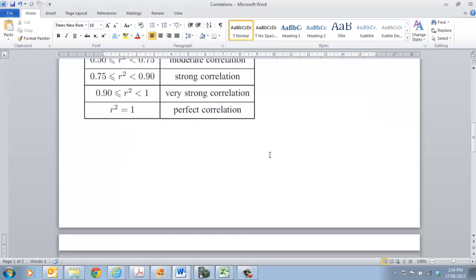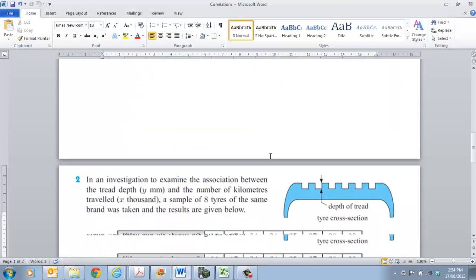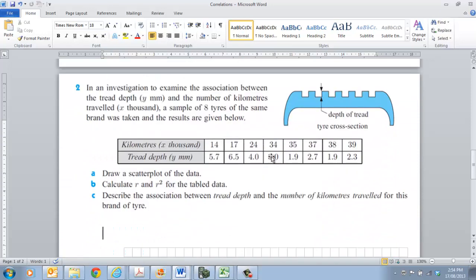Alright, so that's pretty well the theory that you need to know for this whole topic. Let's look at an example of what you have to possibly do. Right, so looking at this first one, this is question 2 out of your textbook. In an investigation, we examine the association between tread depth, and that's called Y, right, and the number of kilometres travelled, X, in thousands of kilometres. A sample of 8 tyres of the same brand were taken and results were given.